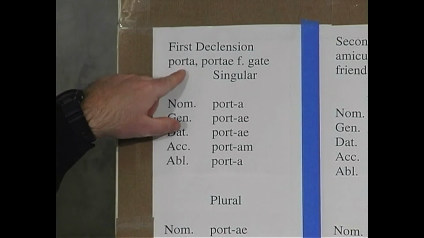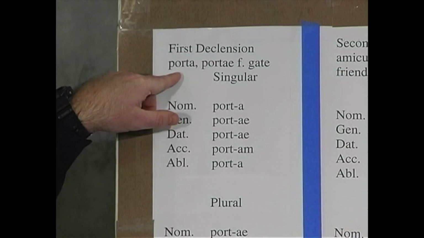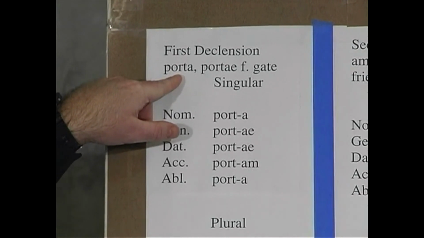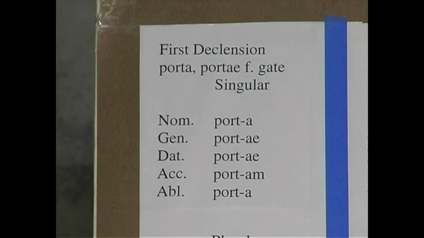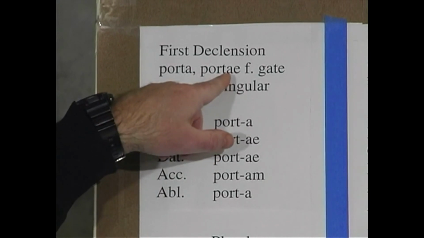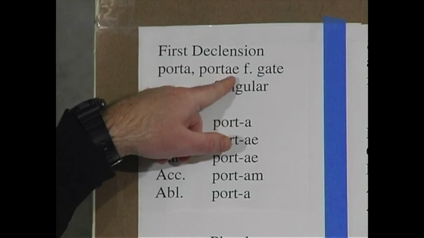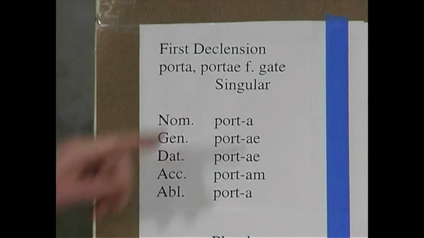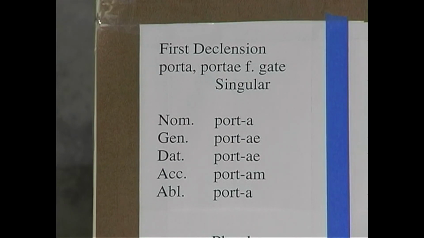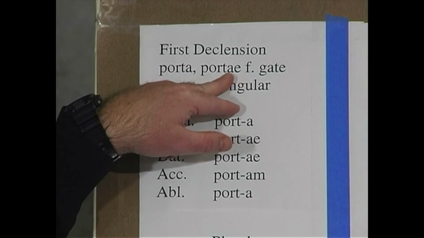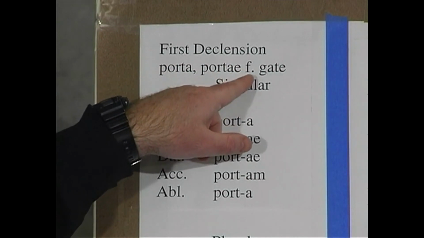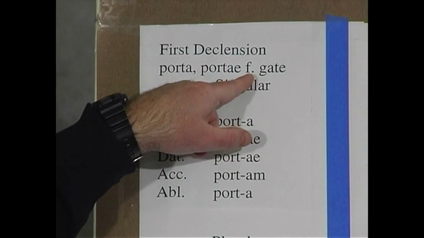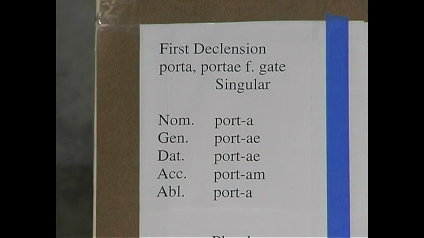The first word here, porta, is the nominative singular form of the noun. This is the form of the noun you will find in the dictionary when you look the word up. The second form here, portae, by the way, that AE there is a diphthong. That is, it's a combination of 2 vowels that is pronounced as one vowel. It's pronounced portai, or in ecclesiastical Latin, I believe porte is often the pronunciation. The next symbol here, F, indicates that this is a feminine noun.